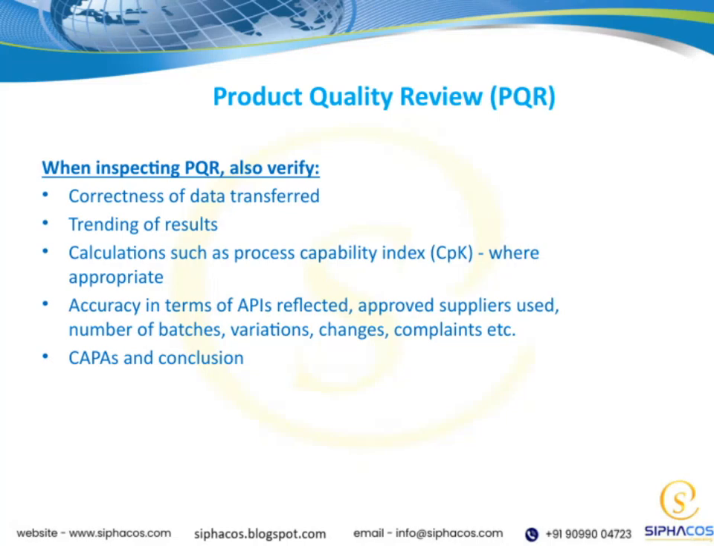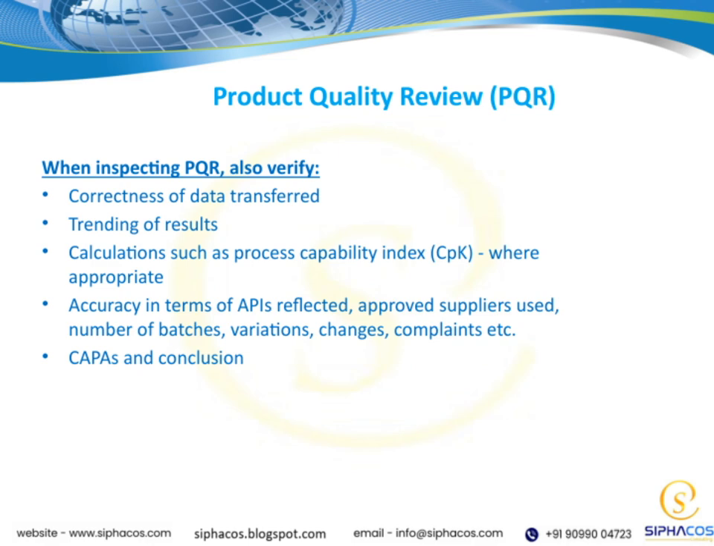When inspecting the Product Quality Review, or PQR, it's important to also verify a few key aspects. First, I check the correctness of the data transferred to ensure there are no errors or discrepancies. Next, I look at the trending of results over time to identify any patterns or anomalies that might indicate potential issues. I also review calculations such as the Process Capability Index, CPK, where it's appropriate, to assess how well the process is performing relative to specifications.